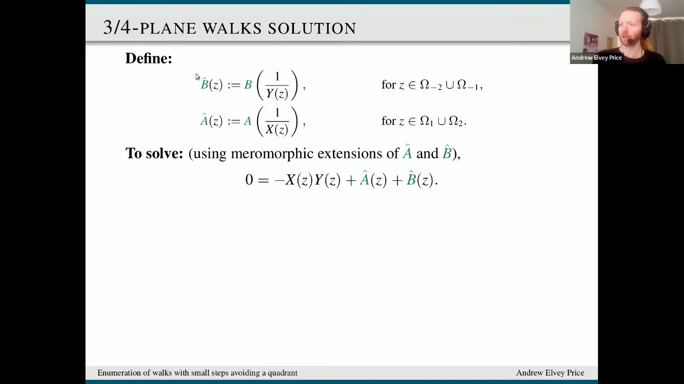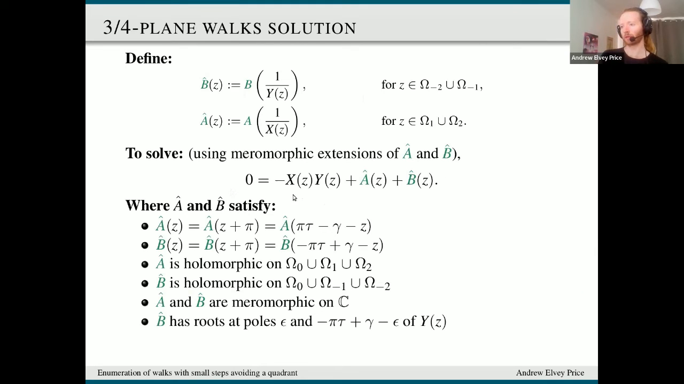So to summarize, we've defined B hat and A hat using the series A and B, which are counting dead walks in certain regions. And so we've defined A hat and B hat on completely non-intersecting regions. But then the meromorphic extensions can be compared directly.